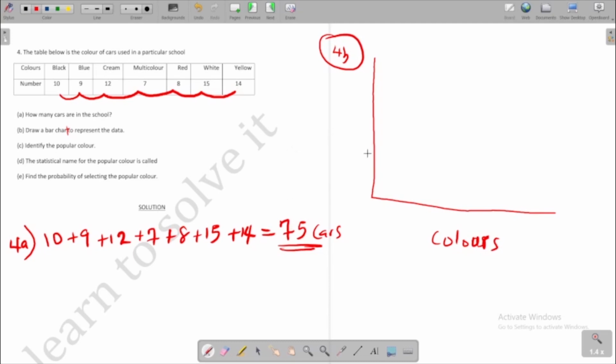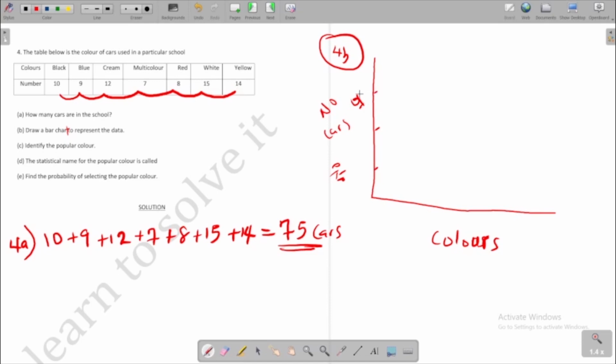And we have numbers of cars. Let us represent this. The number of cars we have, the highest is 15. So let's take it like this.